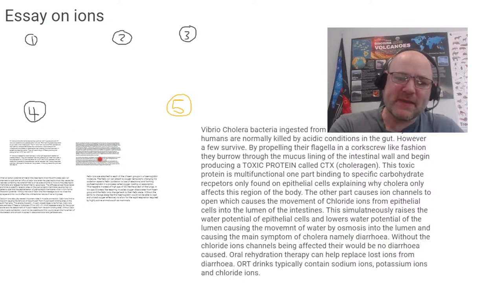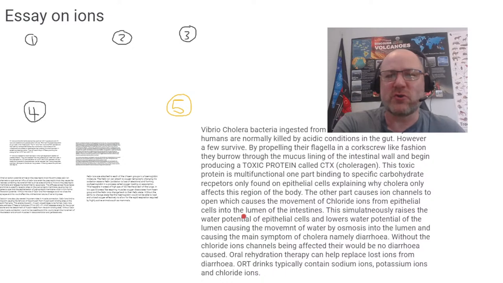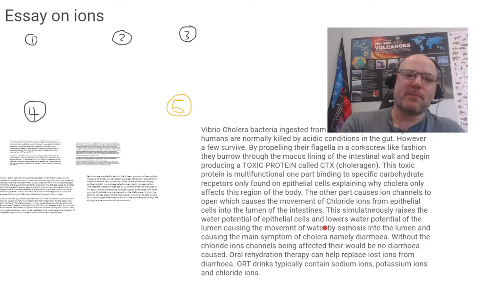You do need to perfect this bit with the first four paragraphs for your essays, because if you don't have all of that, then the extra content isn't going to necessarily bump you up those marks. But there you go. That's how to write an essay on ions. You can do it better than what I've done there. But yeah, I had to smash it out for this live.